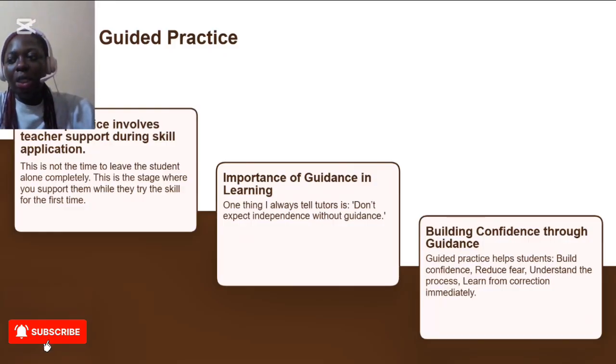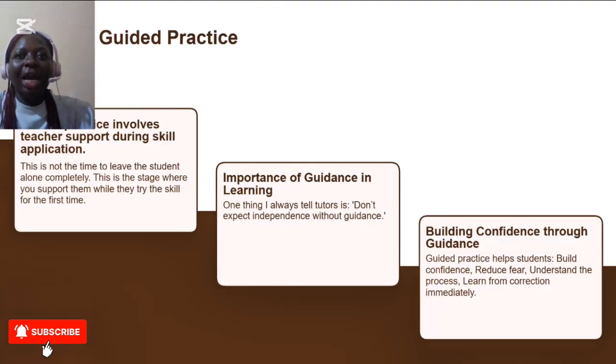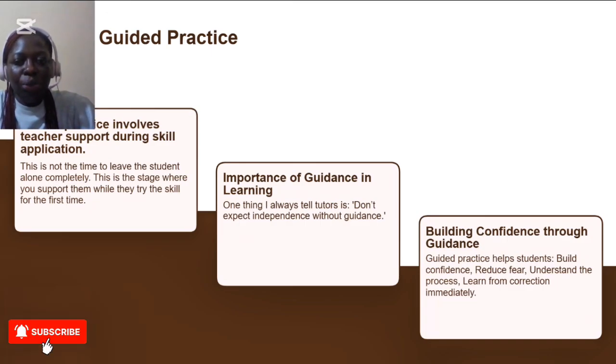Let me use a subject for instance. Maybe you are teaching English comprehension, right? You could read the passage together. In the course of reading the passage, you highlight words that they do not know. Then you identify the key points, and then you ask questions based on what they understood from the passage, and then you move forward from there.